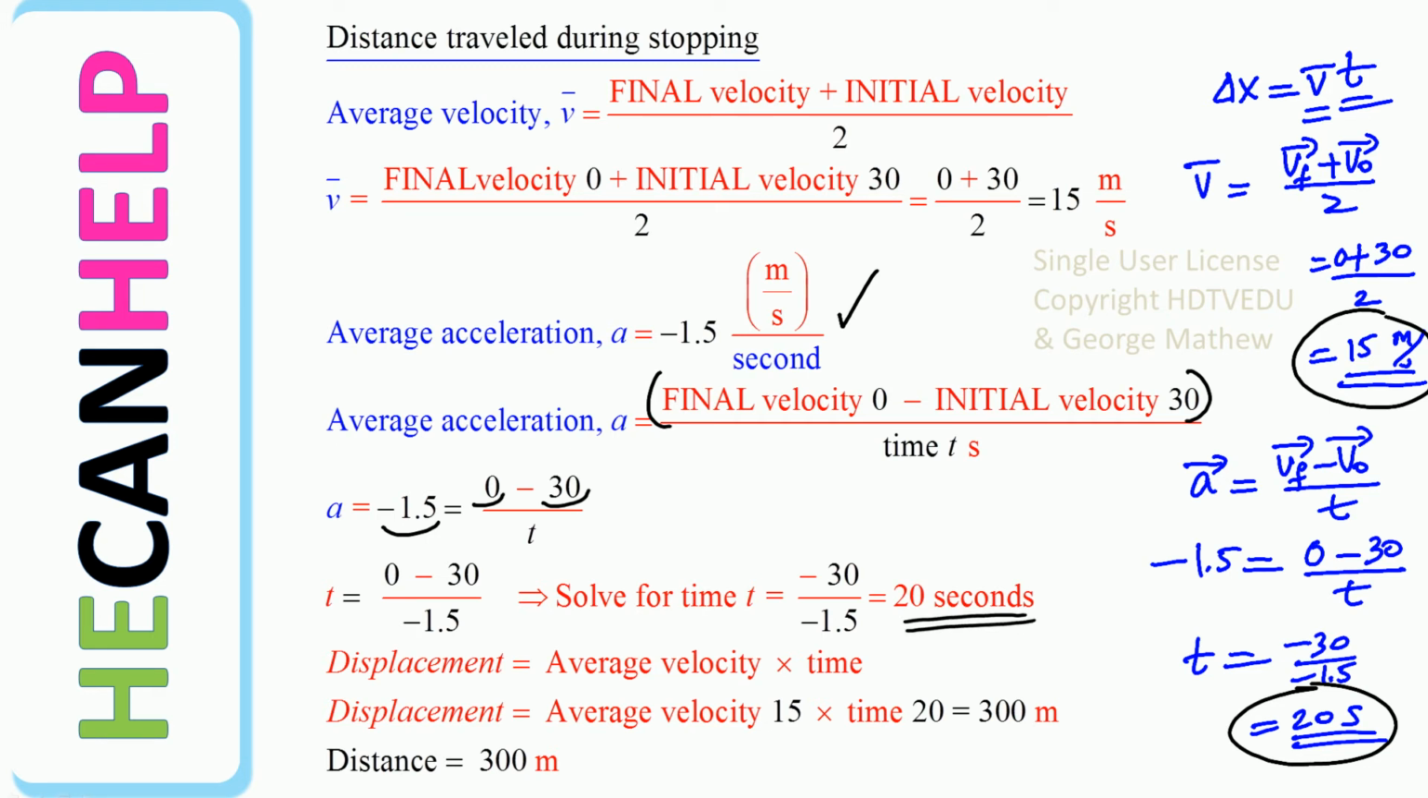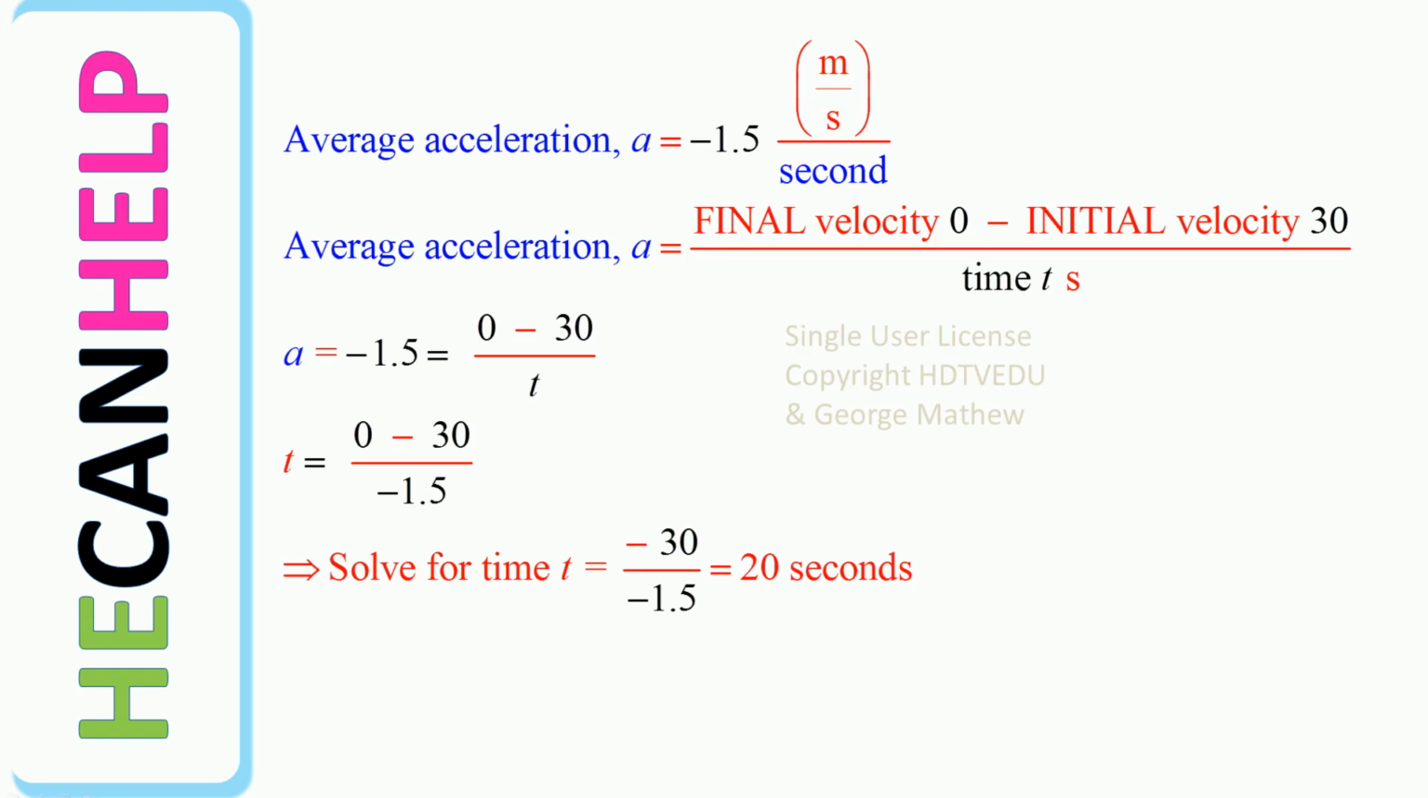So displacement is average velocity times time. Average velocity is 15 meters per second. For how long? Each second it travels 15 meters. That's our average velocity. So what is the displacement for 20 of those seconds? It will be 20 times 15, which is 300 meters. So please don't forget, average acceleration is final velocity minus initial velocity divided by time, from which you can solve for time, and we get time is equal to 20 seconds. So even though you're not asked for time, you still know how to get it.